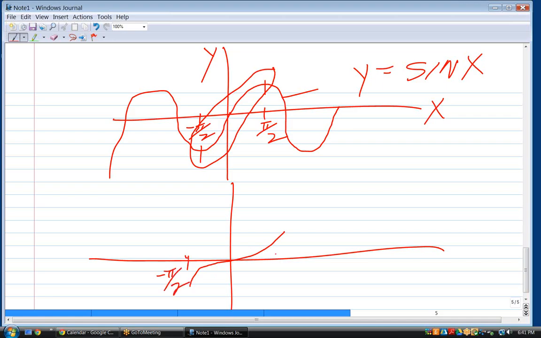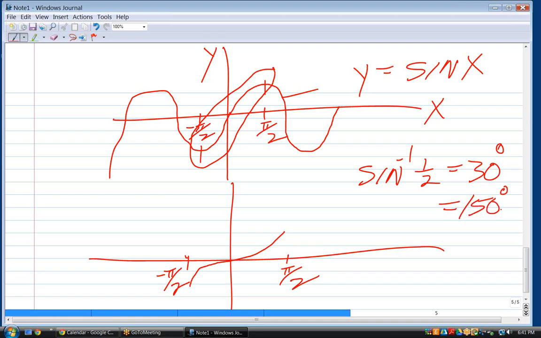But I can only talk about the inverse sine function in between minus pi over 2 and pi over 2. And that's why if you go into your calculator and you say, what is the inverse sine of 1/2, you get 30 degrees. In other words, it gives you the answer that is between minus pi over 2 and pi over 2. Notice it does not give you 150 degrees, which is the second quadrant answer. 150 degrees is in this area right here.